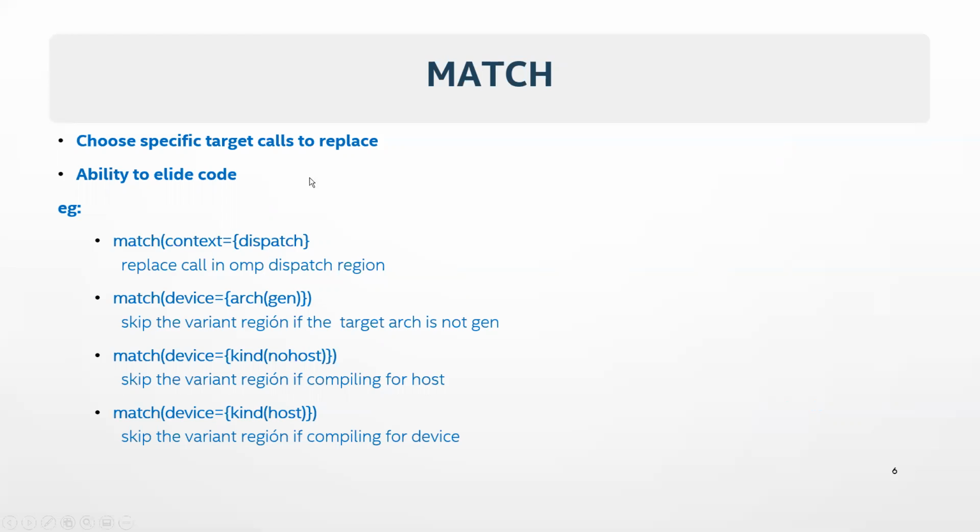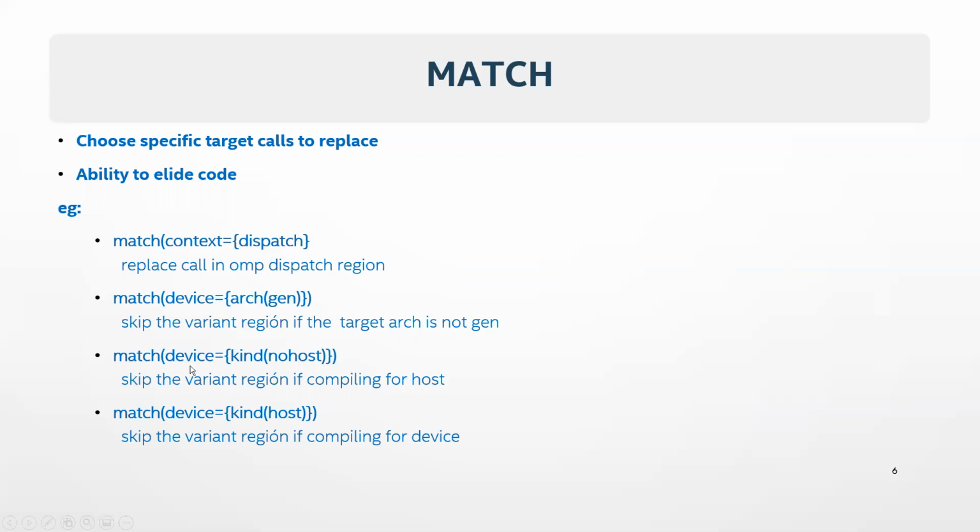Here are some examples of the match clause. In the first one, you have a match with a dispatch context. Basically, this is saying anytime I encounter a dispatch construct, replace the call in that construct with this variant. The next example is where you say, when you're compiling for this architecture, then compile this code, else skip this code. This is where you could use gen-specific optimizations or assembly or intrinsics, and other compilers can skip that code without any syntax errors.